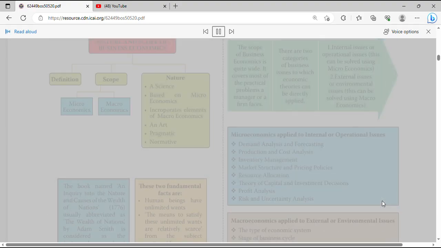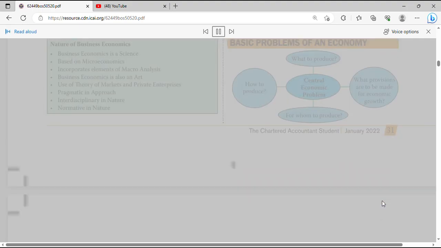Nature and scope of business economics. Definition, scope: microeconomics, macroeconomics. Nature: a science based on microeconomics, incorporates elements of macroeconomics; an art; pragmatic; normative. Nature of business economics. Basic problems of an economy.